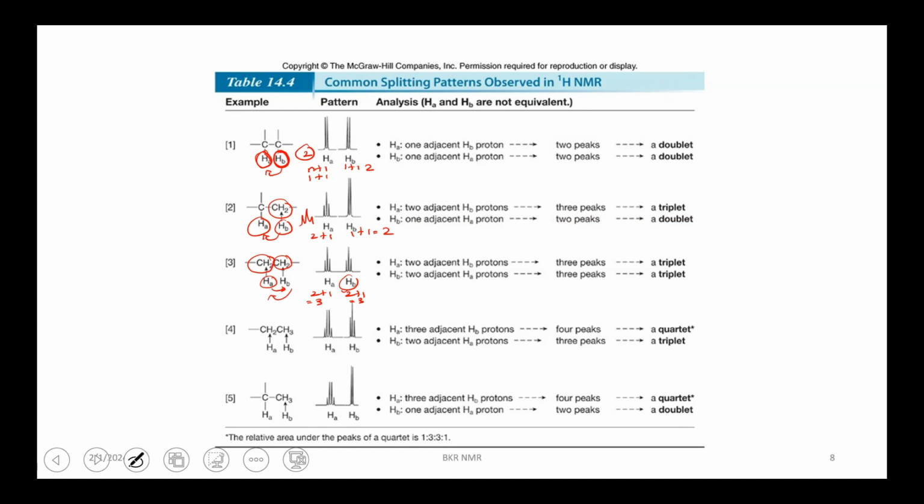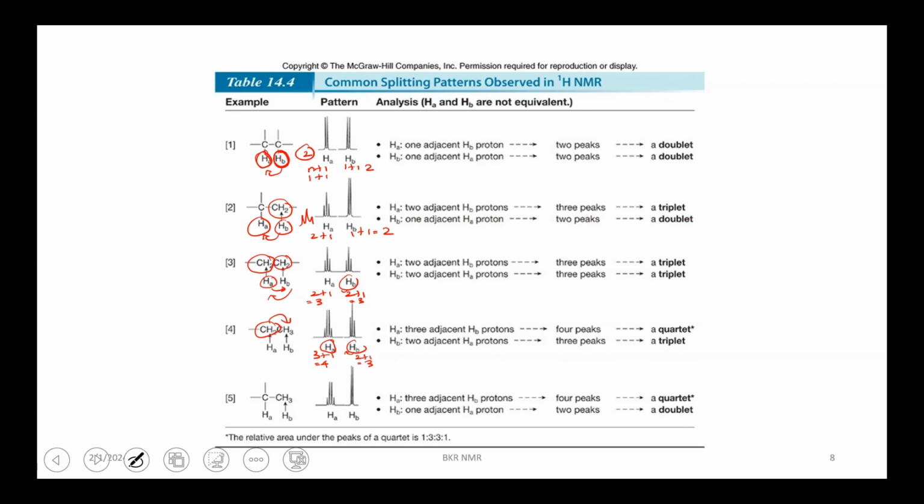Coming to the fourth one, I have A protons having 3 B protons. So 3 plus 1, A will be split as a quartet. Now B has 2 A protons, so 2 plus 1. So B will be split as a triplet.